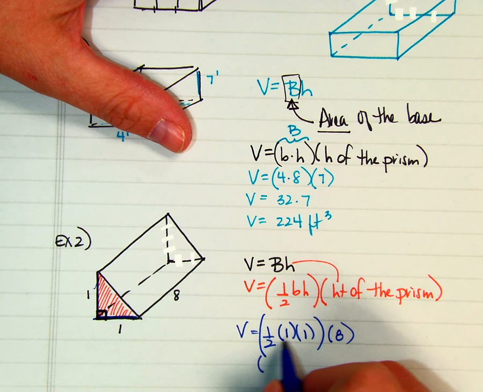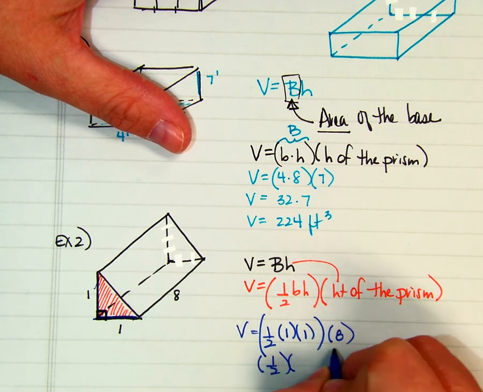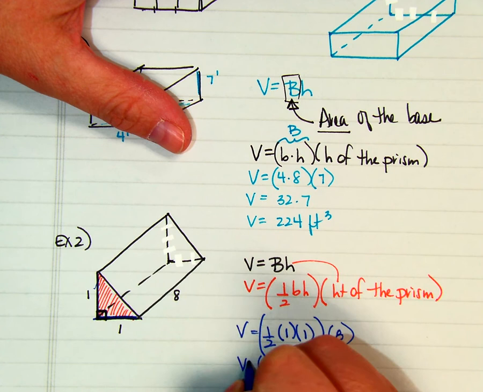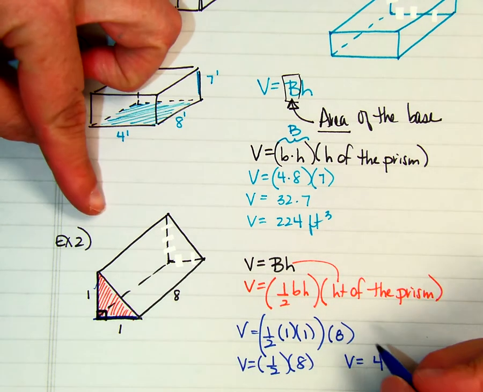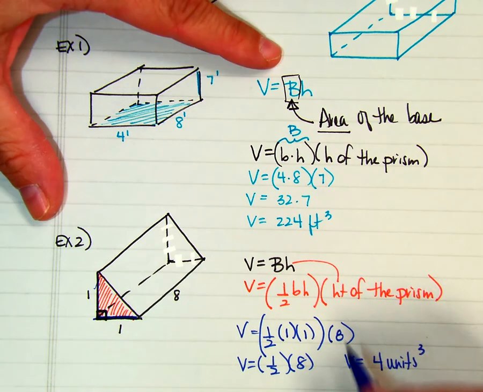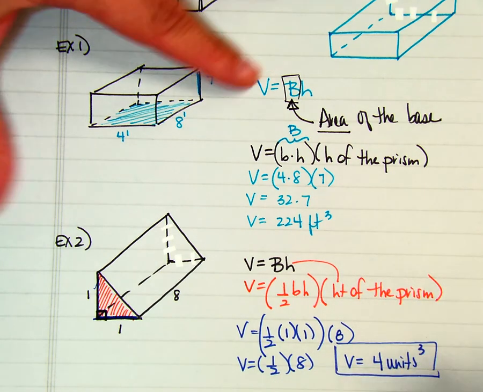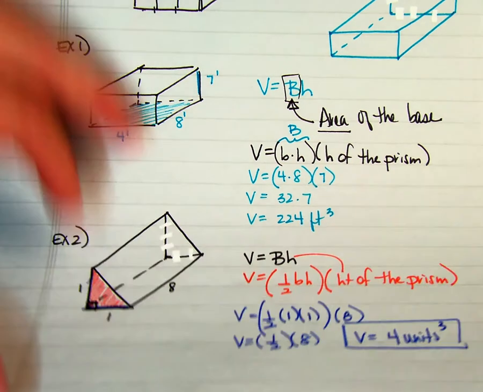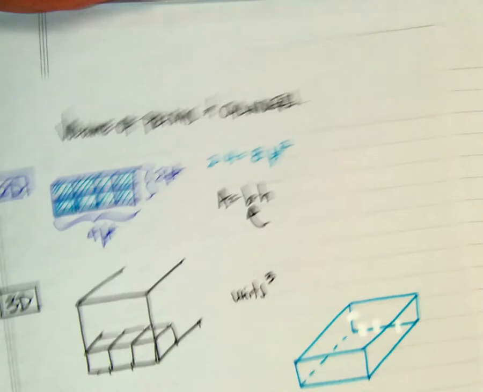So 1/2 times 1 gives me 1/2 times my 8. So my volume is going to be 4. I don't have any units marked, so I'm just going to mark it as units cubed. Okay. The reason why prisms and cylinders are in the same section is because they have the same formula.